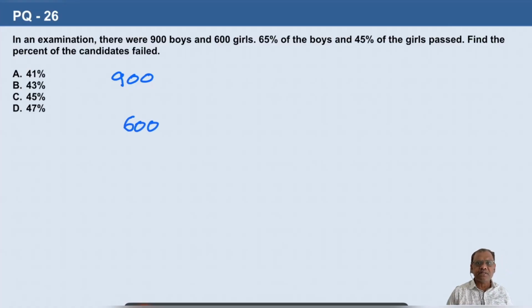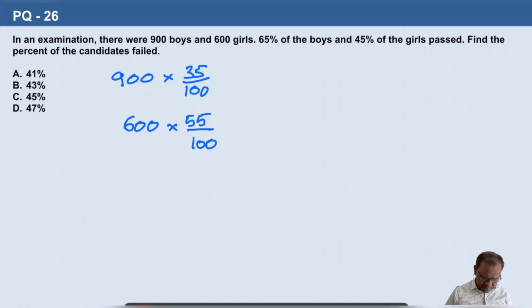65% of the boys passed the examination. So that means 35% failed. So we need to find out the percentage of failed candidates. So we need to consider the percentage of failed. 35% failed. Similarly, 45% of the girls passed. That means 55% failed.